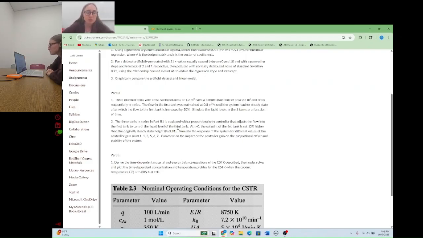I'm going to be doing homework 1 part B. I'm doing the coding portion of it, and so pretty much what the statement says is we have the cross-sectional area of 1.2 meters squared. We have our drainage hole of 0.2. We have 3 tanks in series, and then we have an initial steady state of Qn at 0.5 meters cubed per second. And then that flow is going to increase after that steady state by 10% in the Qn.